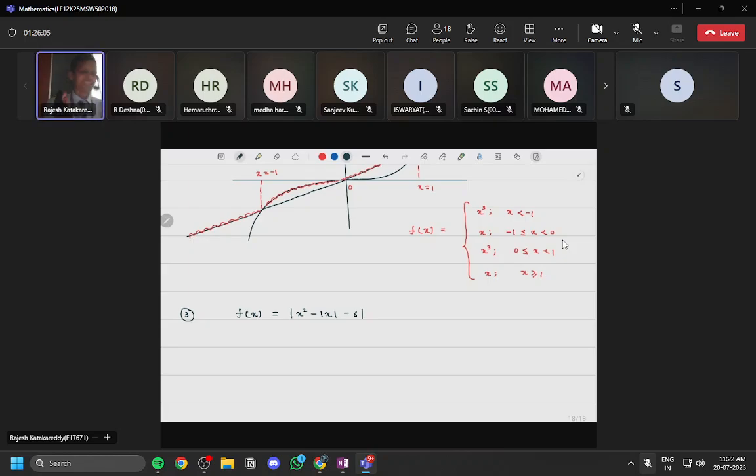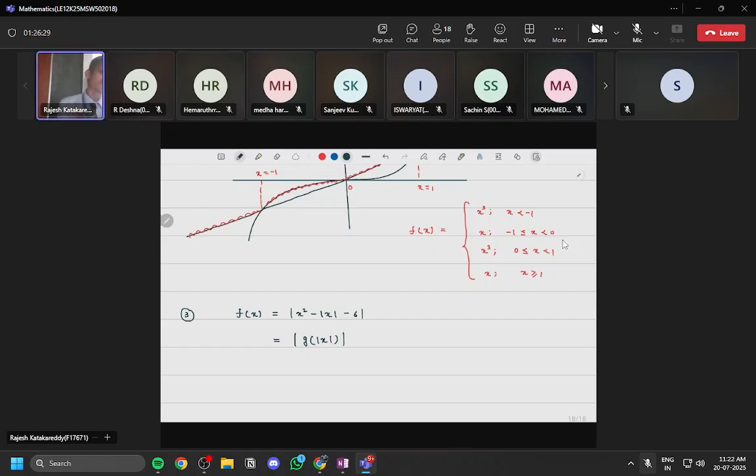I'm not going to break this one. I'll do graphical transformation from there. I will tell about it. First of all, I need to know what is the graph of y equals f of x equals x square minus x minus 6. If you notice, this is modulus of g of mod x.